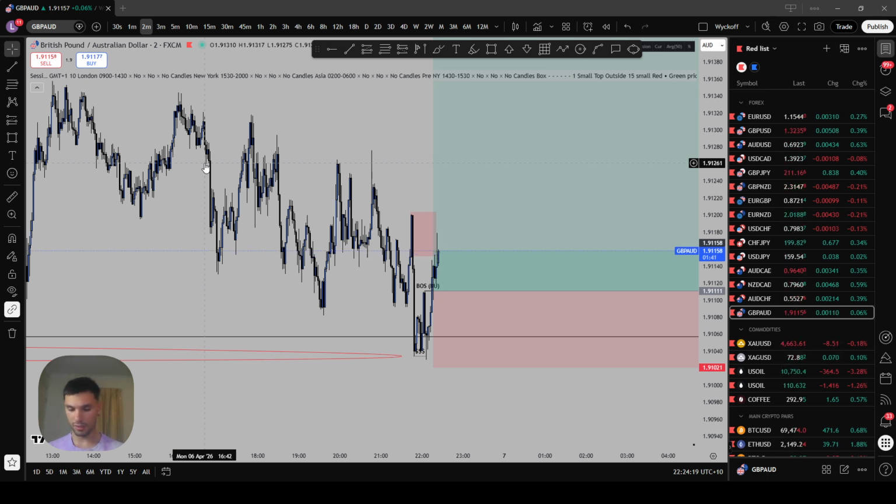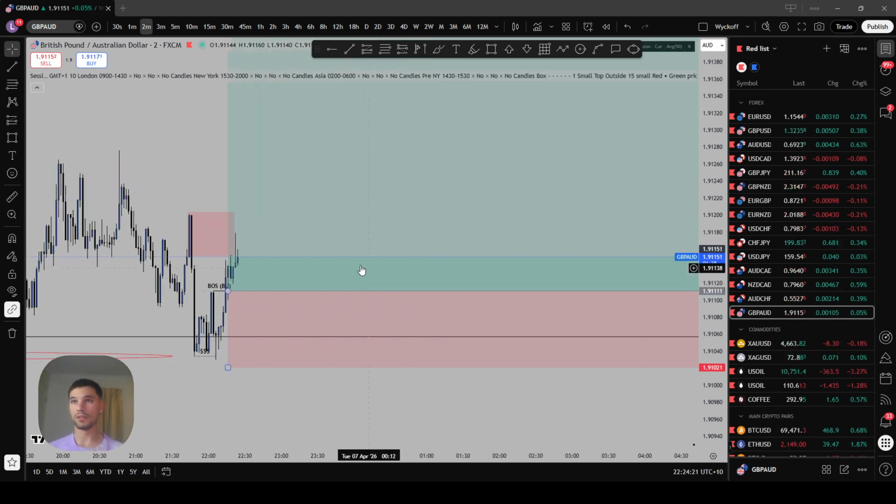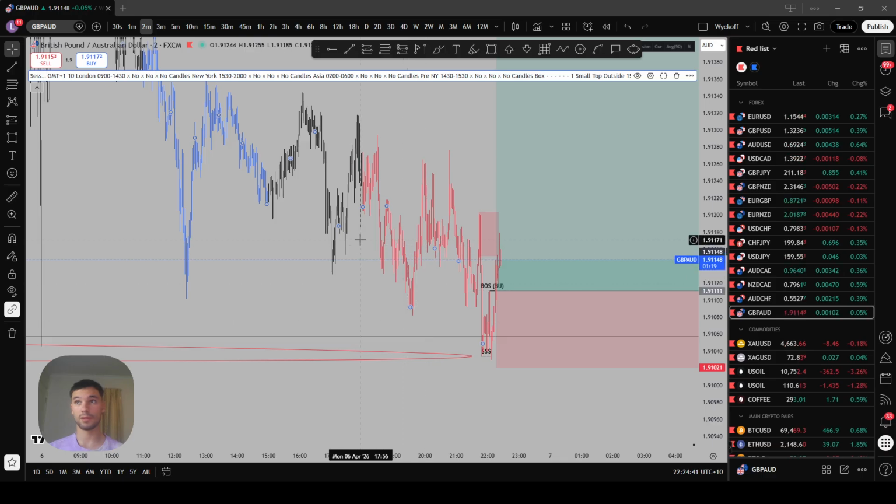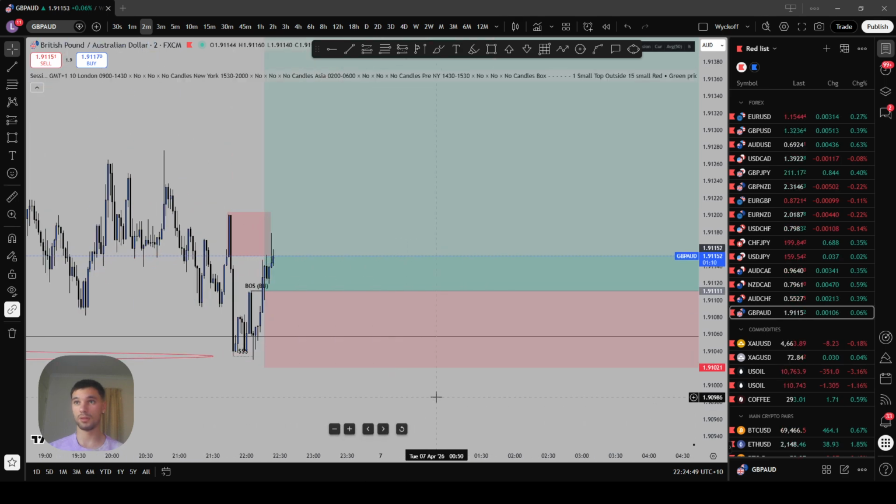I might actually have to enter a little bit. I will be entering on the pullback. Ideally, when London opens, we just shoot up. That would be nice. GBP AUD, where are you?